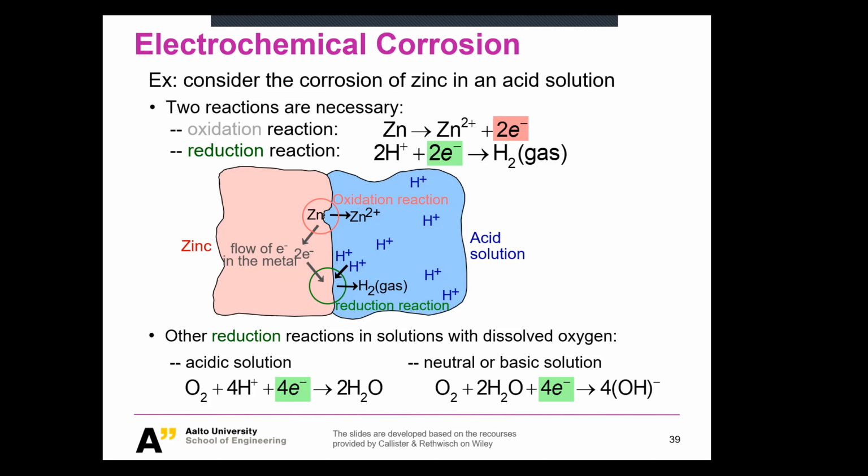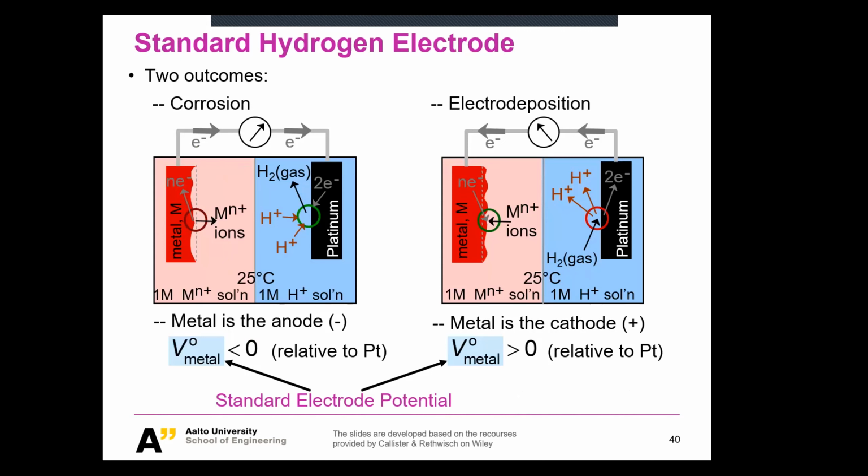If it's in acid solution or neutral, basically you're going to form water. Yeah, everybody knows about this. And the important part is not all the metals are going to develop corrosion. It really depends on their standard electrode potential. Maybe you know this.